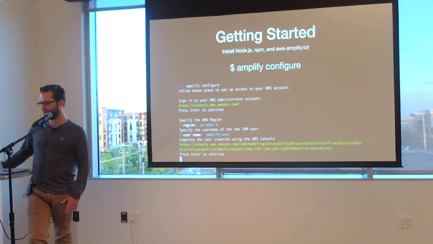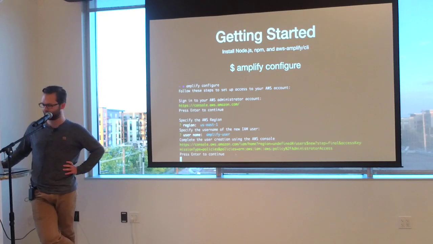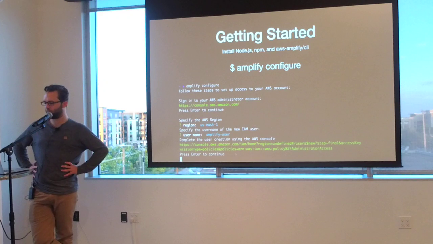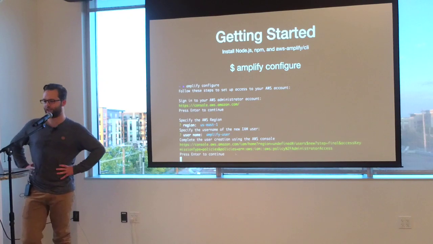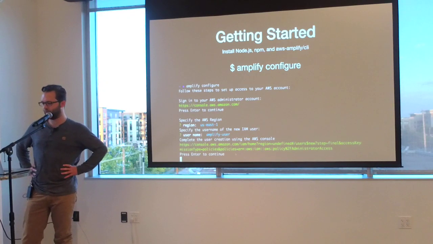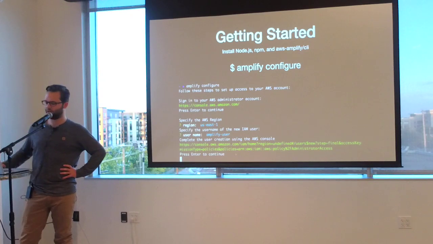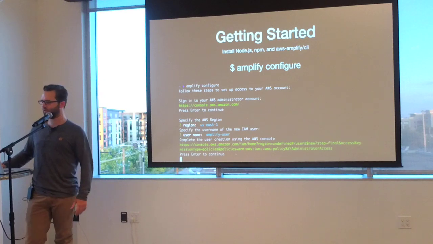They have some good help docs, and basically all you have to do to get started is have Node and npm installed. You can use Yarn too. And then you just install the AWS Amplify CLI, and they have a lot of pretty good command line commands. You start with the first one, amplify configure, and that basically just makes an IAM user for you.